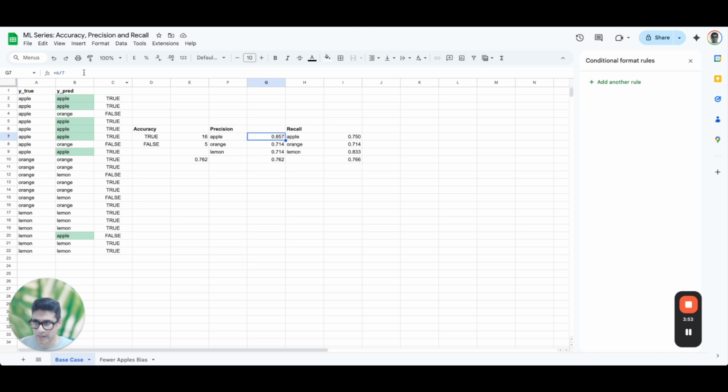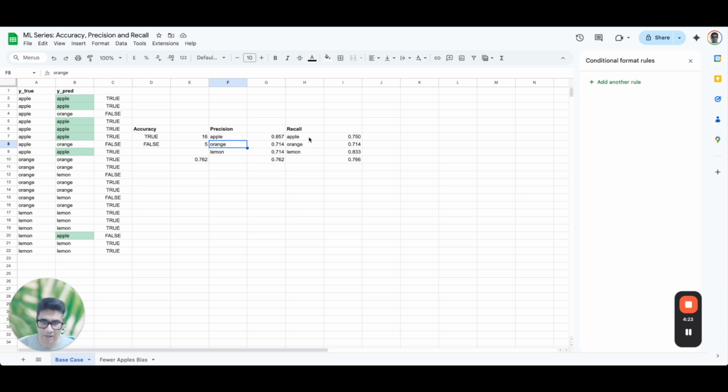If you really look at it, there were 6 identified apples of the 7 total, or 1, 2, 3, 4, 5, 6, 7. So there were 7 predictions made of apple, of which 6 were absolutely true, 1, 2, 3, 4, 5, 6. So 6 were truly correct out of the total 7 that were identified as apple. Hence 6 divided by 7, which is 85%. Similarly for lemon, similarly for orange.